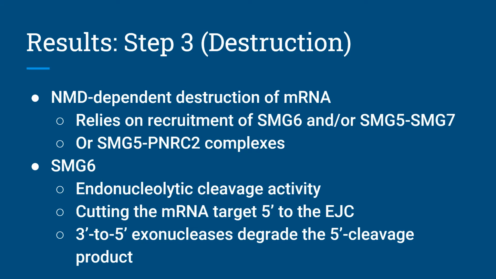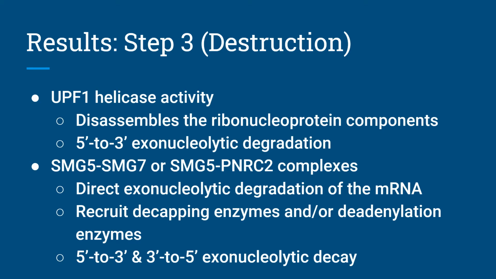Nonsense-mediated mRNA decay-dependent destruction of messenger RNA relies on recruitment of SMG6 and/or SMG5-SMG7 complex or SMG5-PNRC2 complex via the phosphate tags on UPF1, which was shown in the previous figure. SMG6 possesses its own endonucleolytic cleavage activity, and this cuts the messenger RNA target 5' to the exon junction complex. 3' to 5' exonucleases degrade the 5' cleavage product. So now UPF1 helicase activity disassembles the ribonucleoprotein components that are bound to the 3' cleavage product, and this is followed by 5' to 3' exonucleolytic degradation.